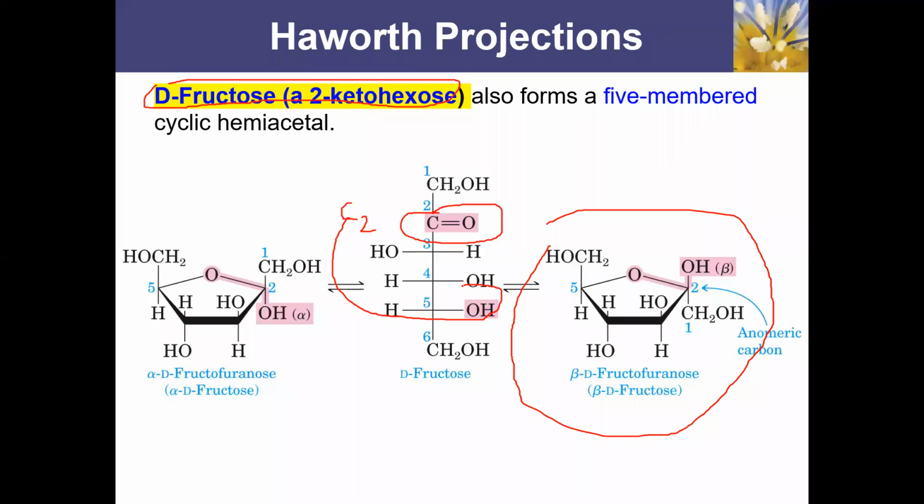Are we okay, everyone? So what does glucose form? When glucose has to cyclize, does it form furanose or pyranose? A 5-membered or a 6-membered ring in the Haworth projection? 6-membered. Glucose forms the 6-membered, the pyranose. What about fructose? Pyranose or furanose? 5-membered, the furanose ring.